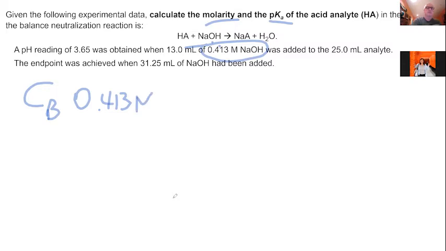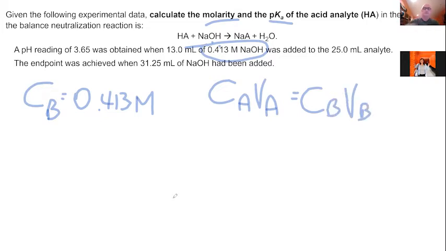Our concentration of base is 0.413 molar. Since this is a 1 to 1 to 1 ratio, we can say the concentration of acid times the volume of acid is going to equal the concentration of base times the volume of base. So we know what this is. What's our volume of base? 31.25 mL. That's right, because that's the end point.